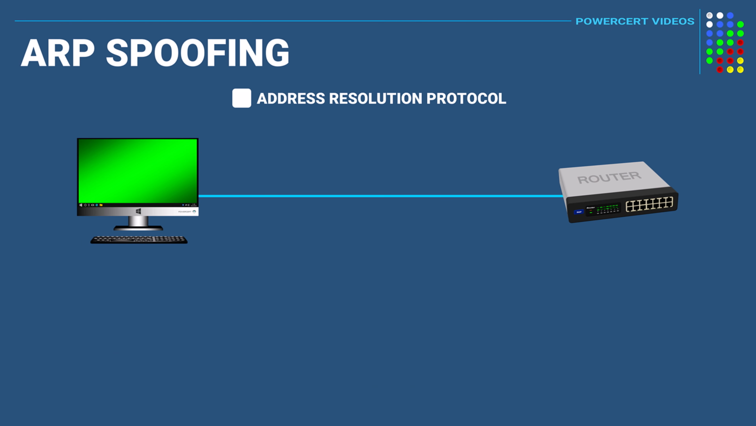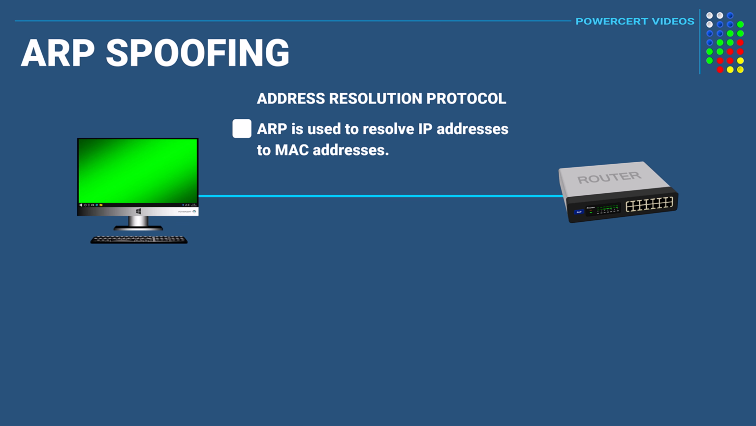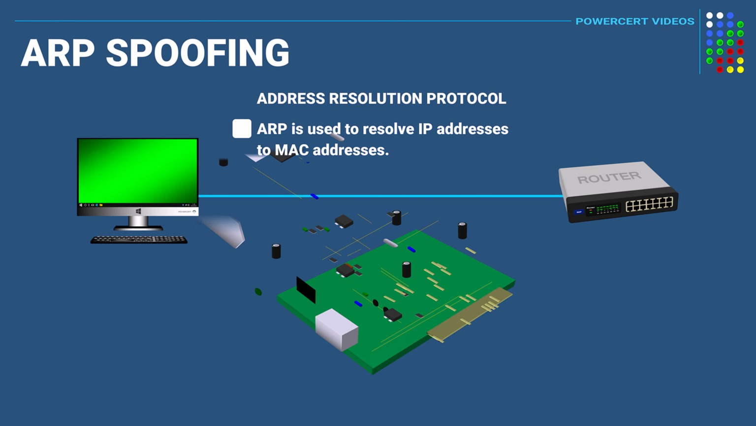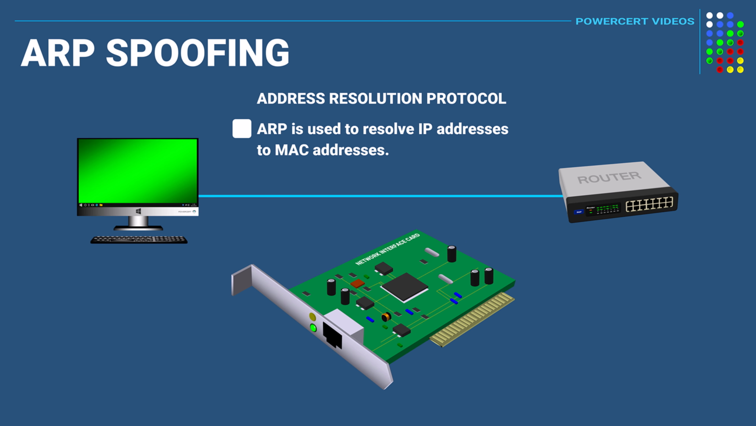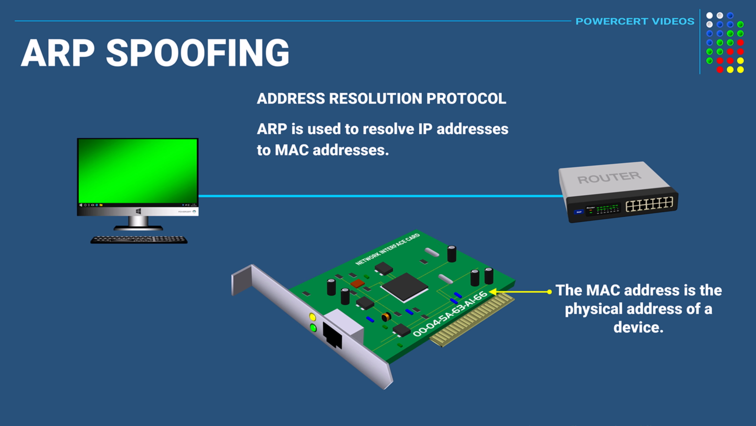Now ARP stands for Address Resolution Protocol, and this is a protocol that is used to resolve IP addresses to MAC addresses. The MAC address is the physical address of a device. It's a globally unique number that is assigned to every network interface card. Whenever a device on the network wants to communicate with another device on the network, it needs the MAC address of that device, because this is ultimately how devices on the network communicate with one another. They use the MAC address.